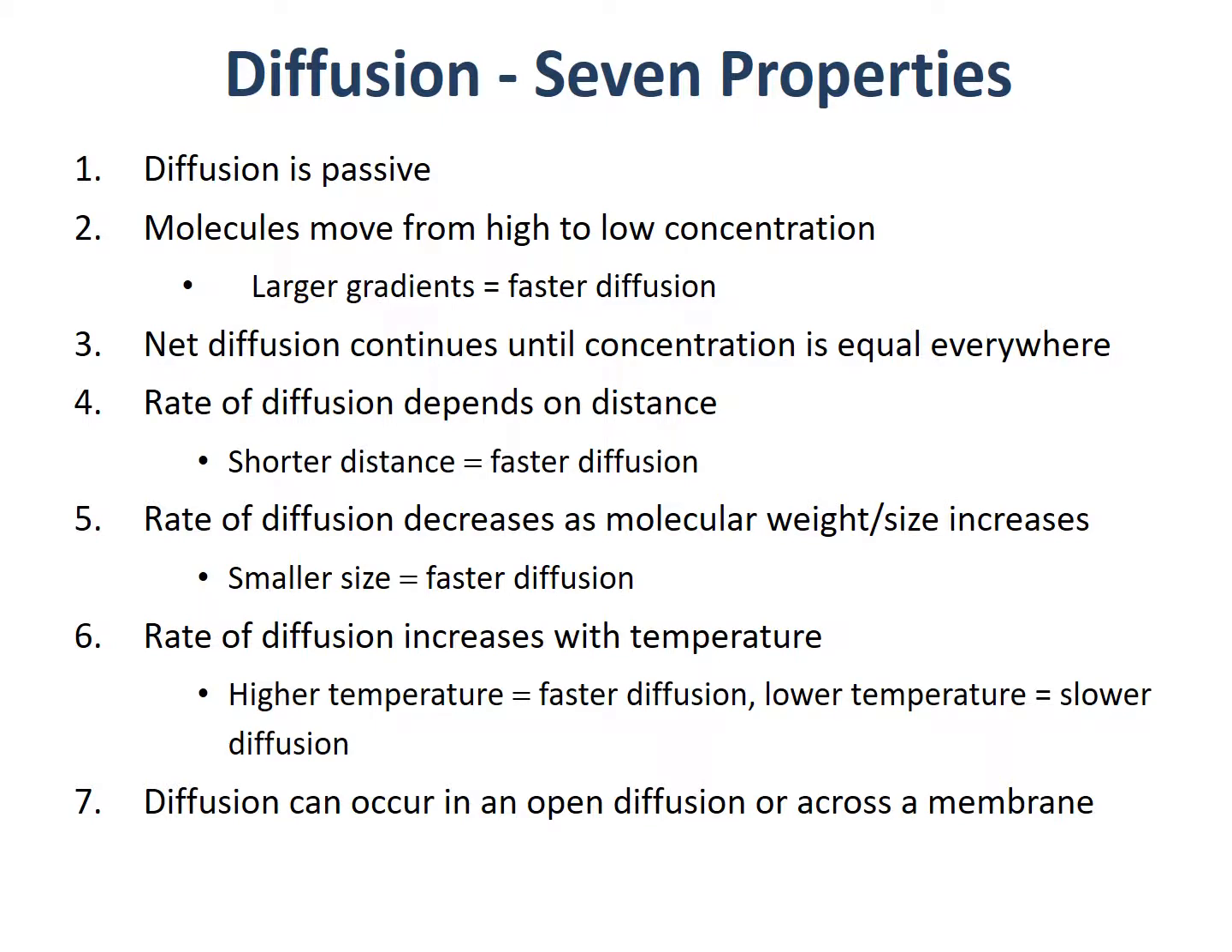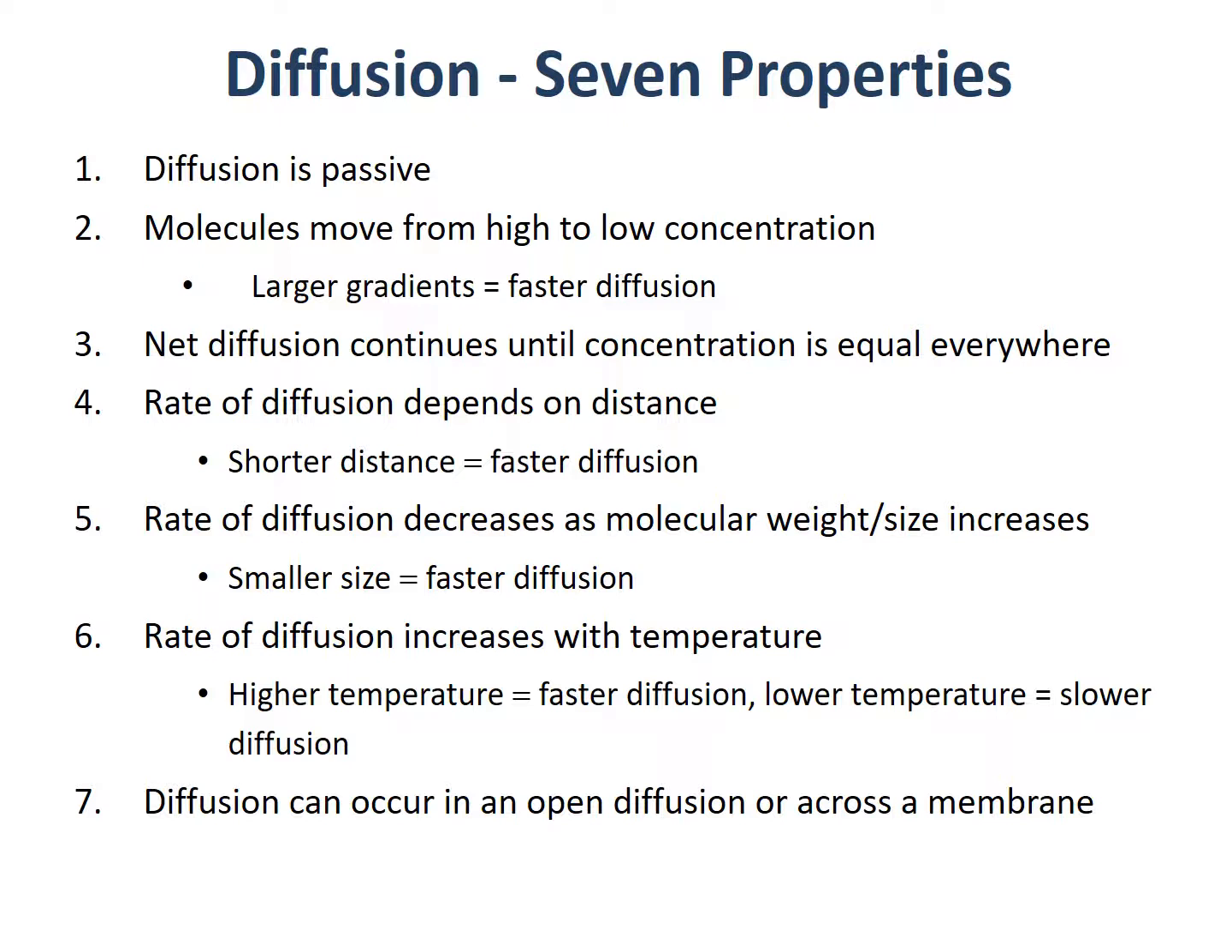When discussing diffusion, there are 7 properties of diffusion and how it works in the body. 1. Diffusion is passive. That is, no energy from another source is necessary to make it happen. 2. Molecules move from high to low concentration. This is very useful, meaning that a larger gradient equals a faster rate of diffusion. So the rate of diffusion down the gradient depends on the magnitude of that gradient.